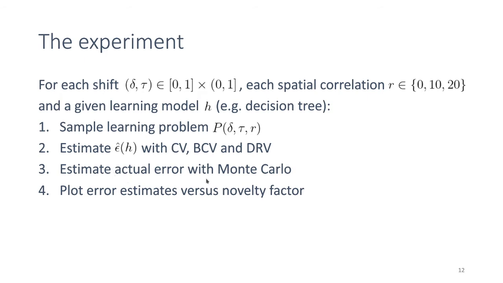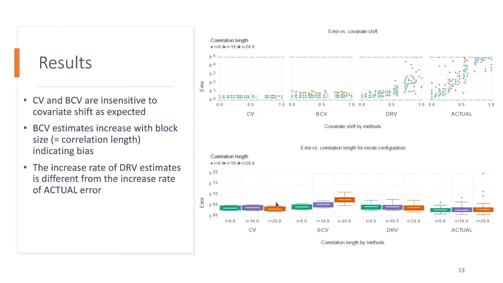And then we estimate the actual error with Monte Carlo simulation, given that we can generate hundreds of Gaussian simulations with geostatistical simulation. We then plot the error of this model in these problems versus the novelty factor. As we can see here, in the upper part of the plot, we have the error of these three methods as a function of the novelty factor, which is a measure of how difficult the problem is, from a very simple problem to a very difficult problem with novelty 1.